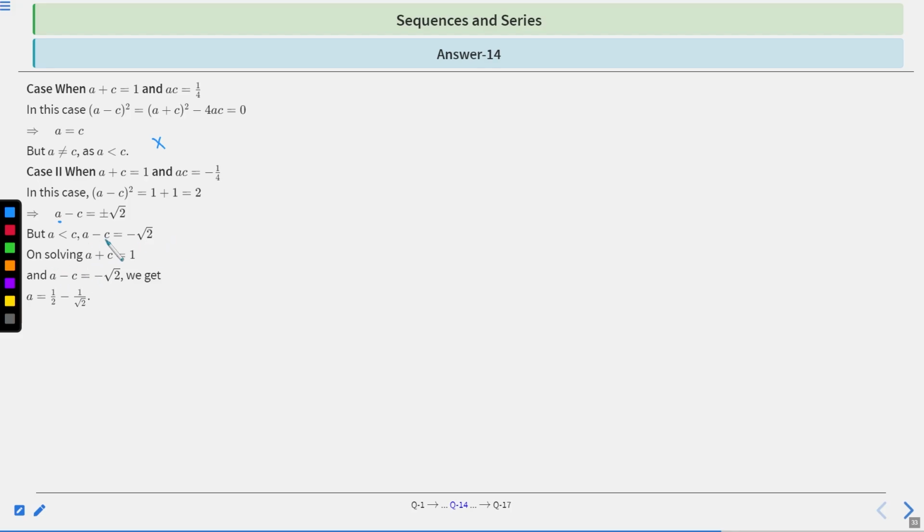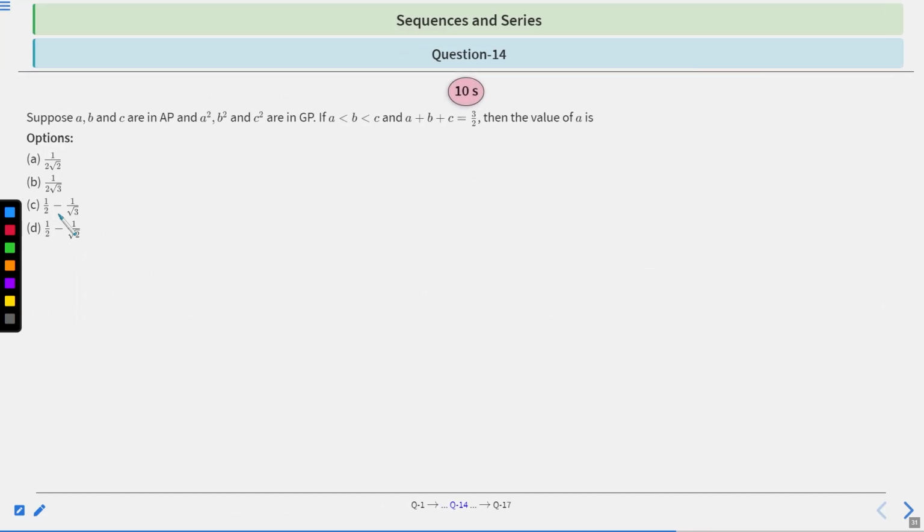Now we have two equations: a minus c is minus root 2 and a plus c is 1. After solving these, the c terms eliminate and 2a is equal to 1 minus root 2. So a will be 1 by 2 minus 1 by root 2. So a is 1 by 2 minus 1 by root 2. Option D is the right choice.